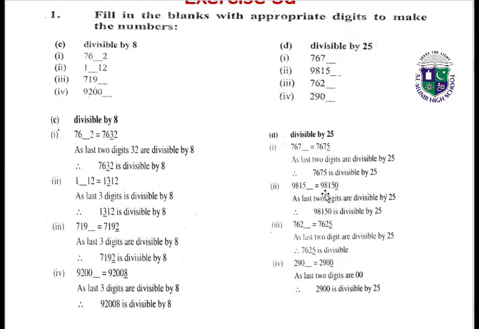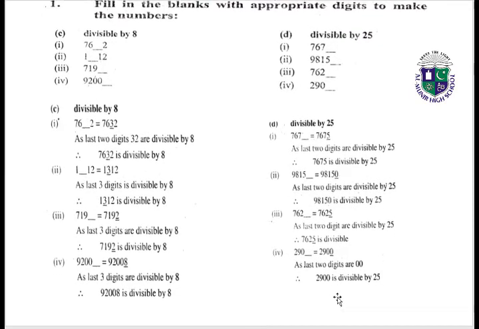9815 equal to 9850. 98,150, as the last 2 digits are divisible by 25. 98,150 is divisible by 25. 762. 7625, as the last 2 digits are divisible by 25. 2900, as the last 2 digits are 00. 2900 is divisible by 25.